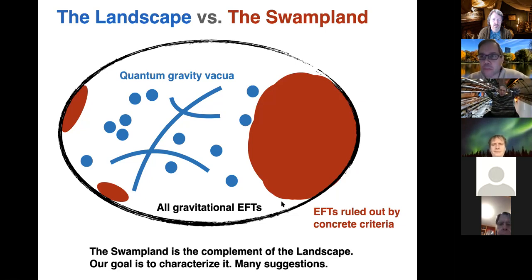And the idea of the Swampland program is to try to find some criteria where you can point at some big region like the thing pictured in red here and say, no effective field theory in this region could possibly have a UV completion because it violates some sort of principle. And so the goal is to try to characterize these dividing lines between theories that potentially make sense and theories that don't.